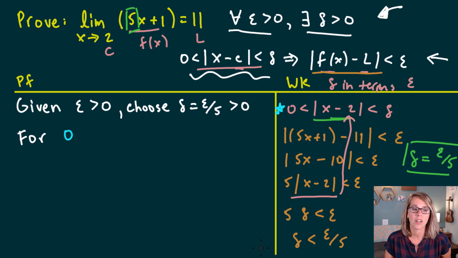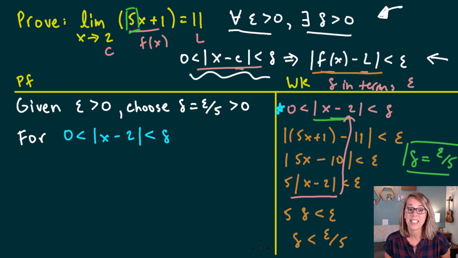So I'm going to say for 0 less than absolute value x minus 2 less than delta, I can go ahead and replace delta with epsilon fifths, and I can drop off the greater than 0 there. We just don't want it to be at 2. That's why we need it to be greater than 0. So absolute value x minus 2 is less than delta, which is epsilon fifths.